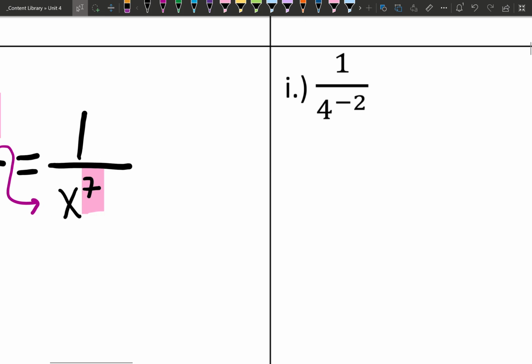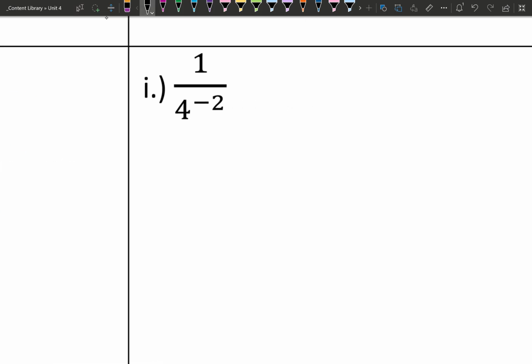That's it. Letter I, we already have a fraction, so I'm going to set it equal to another fraction. I have a negative exponent on the bottom, so I'm going to put it up top. The base remains 4, but the exponent becomes positive 2. There's nothing left on the bottom, so I'm just going to leave it as 1.